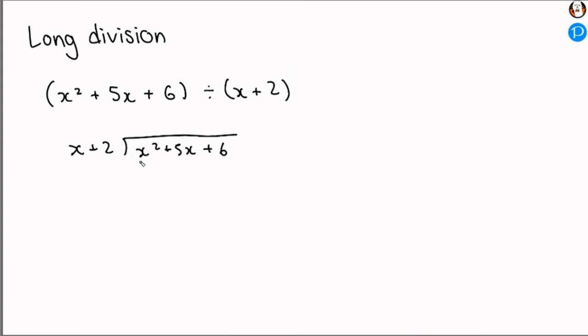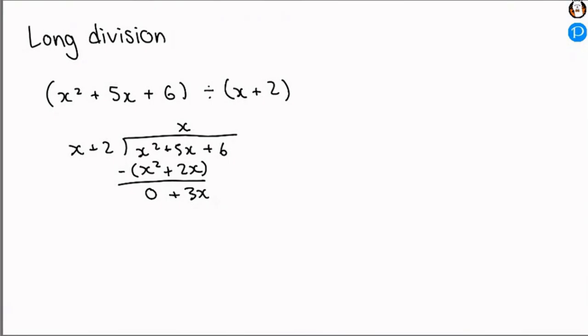From here, we have to look at the first term, x squared and x. x squared divided by x is going to give us x. Put the x here, as this has two terms and we're going to put it on the second term. From here, multiply x by x plus 2. Then put the answer here. So x times x is going to give us x squared, and then x times 2 is going to give us 2x.